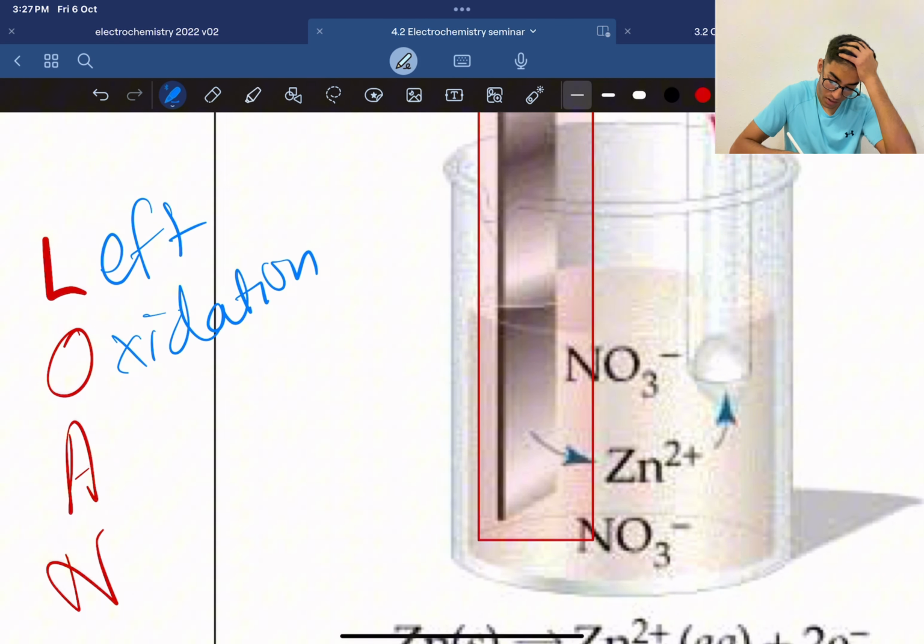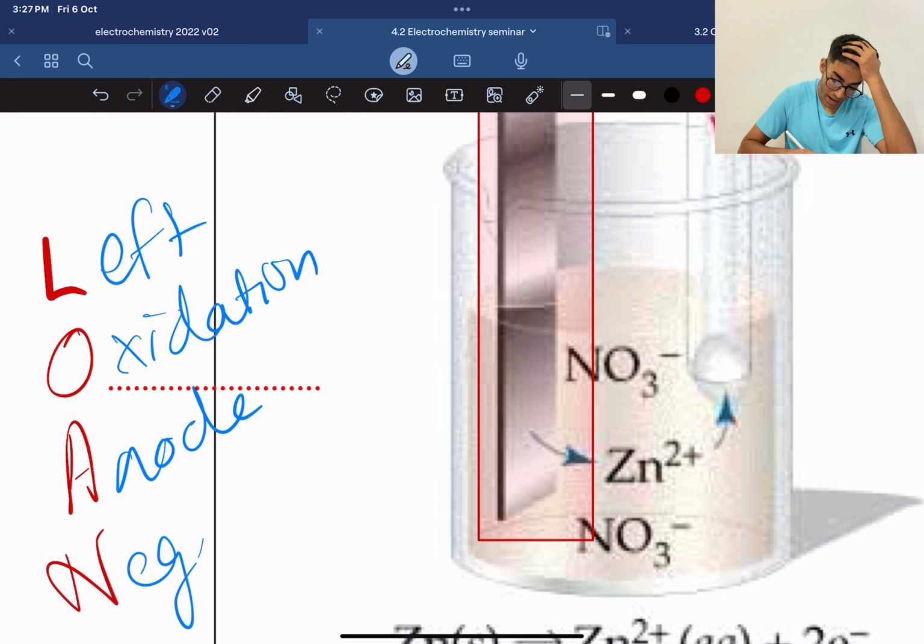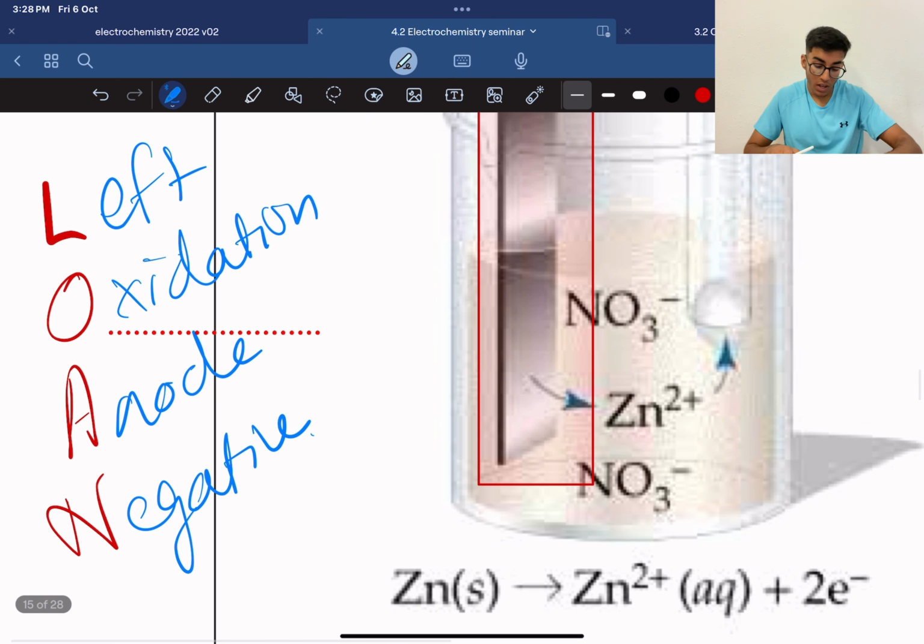Oxidation. Anode. Negative. That has everything you need to know. You could honestly just remember this and forget the next mnemonic I'm going to teach you. On the left side is going to be the anode, which will undergo oxidation and which will be negative. Now, just have a bit of common sense and think what it's going to be for the opposite. On the right side, you're going to have the cathode, which will undergo reduction and which will be positive.